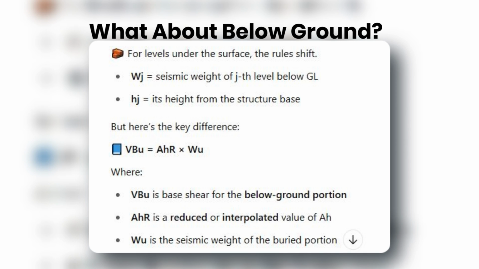Now you might think, what about below ground? For the levels under the surface, the rule shifts. Here they have defined WJ, which specifies the seismic weight of the J level below ground, and HJ, the height from the structure base. But here is the key difference. Your base shear for the underground segment will be VBU equals AHR into WU, where VBU is the base shear for the below ground portion, AHR is the reduced or interpolated value of AH, and WU is the seismic weight of the buried portion. So this is the main difference.